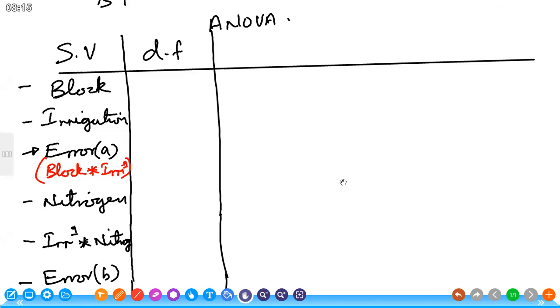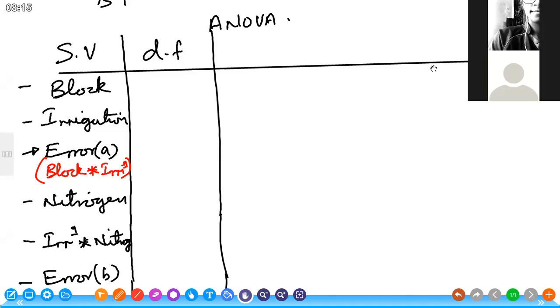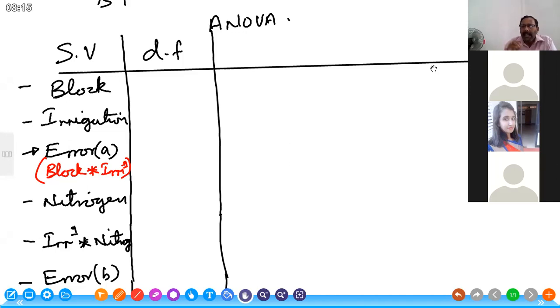3 minus 1. Yeah, whatever the formula, Madhusha, I need the number. You are telling the formula: C minus 1, D minus 1, R minus 1. What I need is the number. Block 2, sir. There are 3 blocks altogether, so 3 minus 1, which is 2. So I need the numbers, right? I don't need the formula.